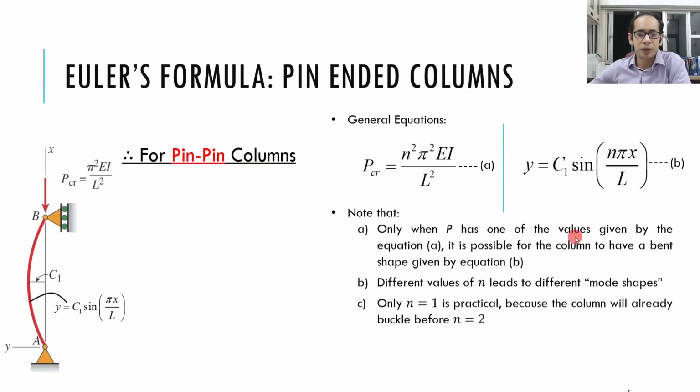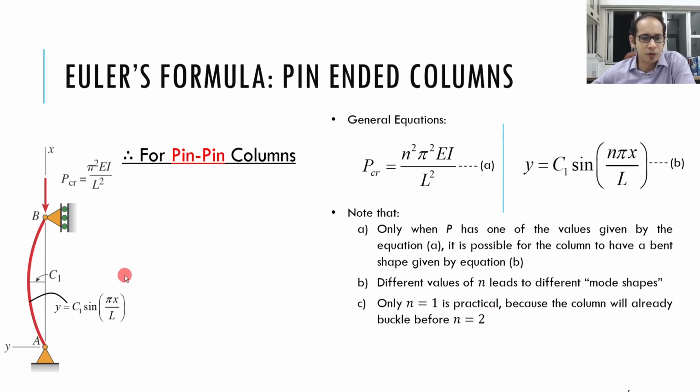This is what we looked at in our derivation of the formula: the general equation for the critical load is n square pi square EI divided by L square, and this is the equation for the deflected shape. As we discussed, only when P has these values will the bent shape of the column follow this equation. Different values of n lead to different mode shapes, but out of them only n equals 1 is practical, because the column will already buckle before it reaches n equals 2.